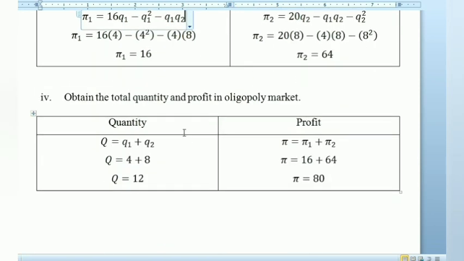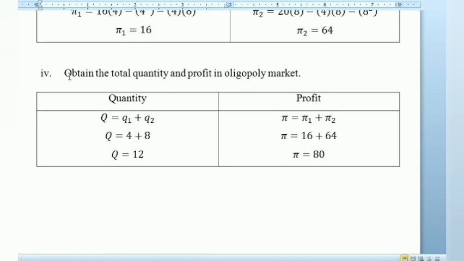Lastly, we are going to calculate the total quantity and profit. So Q equals Q1 plus Q2, 4 plus 8, so we get 12. And for the total profit, profit 1 plus profit 2, 16 plus 64, we get 80.